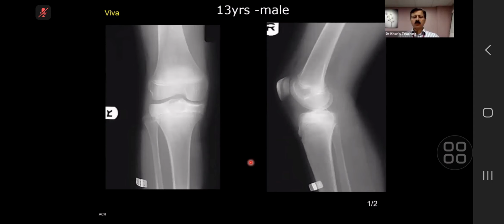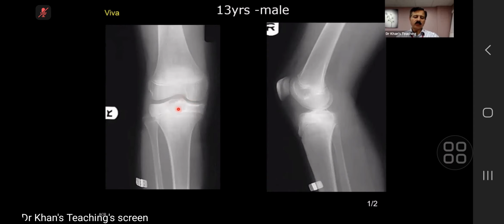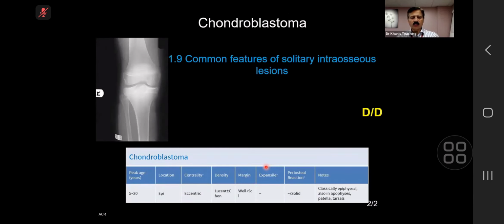Can it be a giant cell tumor? No, it's the wrong age group. Excellent. So you see, because the age group is different, giant cell tumor is more than 20 years, 20 to 40. So you will not call it. So of course there is a differential diagnosis, which is, so what is chondroblastoma? Age is 5 to 20, and it is an epiphyseal lesion.